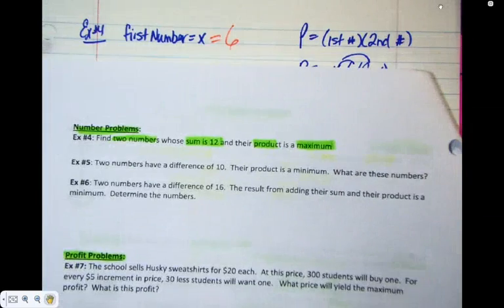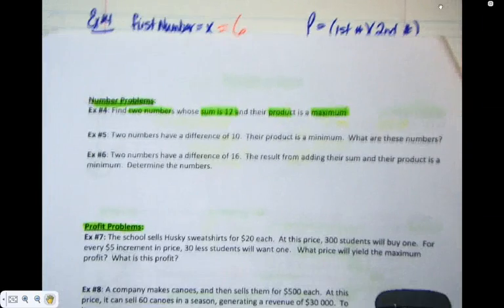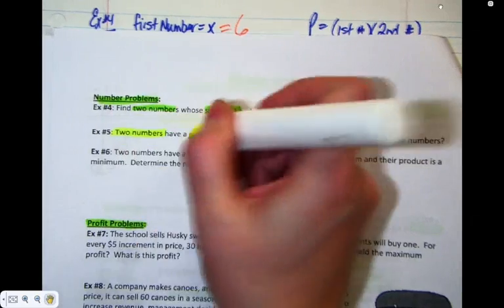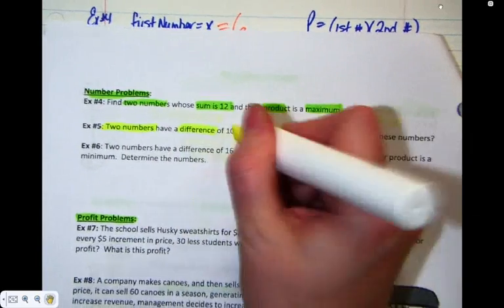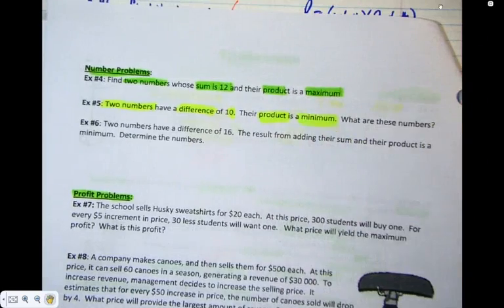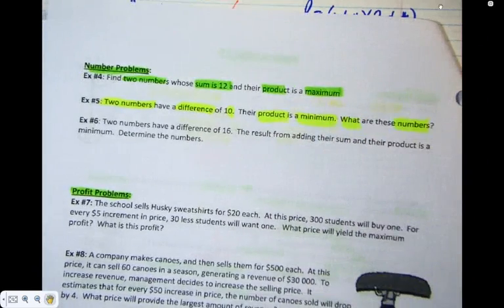Read number 5. Don't overthink. Don't panic. Just read it. What's it about? 2 numbers. Well, that's what all these questions are about. Okay, now let's pay attention. So 2 numbers. Difference is a key word. 10. Product. Ooh, minimum this time. What numbers?